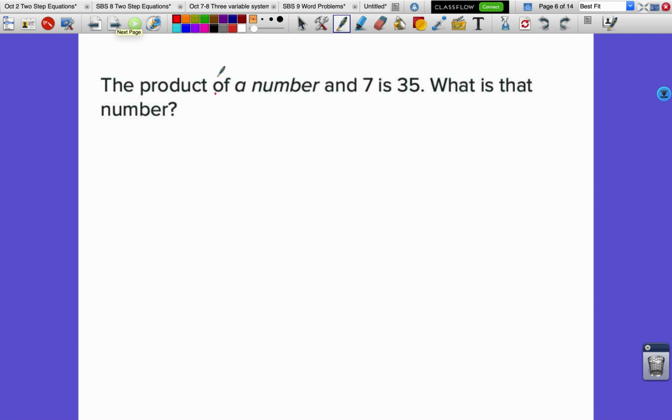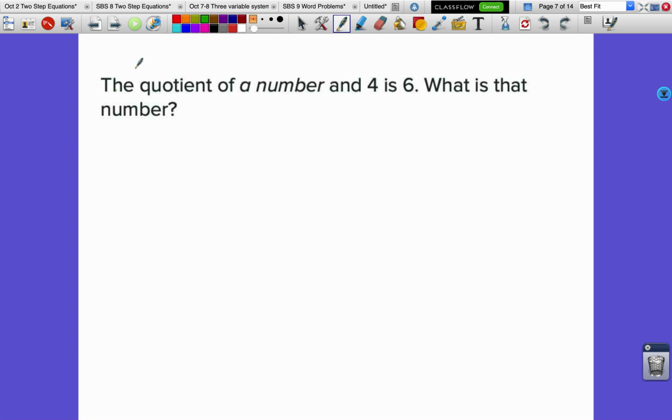See if you can get this one on your own. The product of a number and 7, so x times 7 is 35, equals 35. We're taking some unknown number and multiplying it by 7. Let's undo that by then immediately dividing it by 7. Whatever we do to one side, we do to the other side. We show our division as a fraction line, and I get x equals 5.